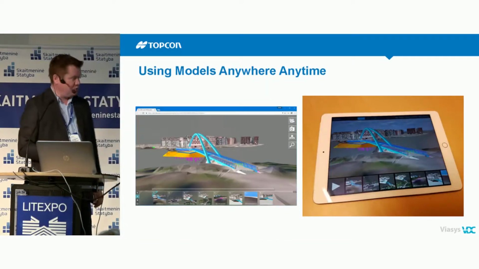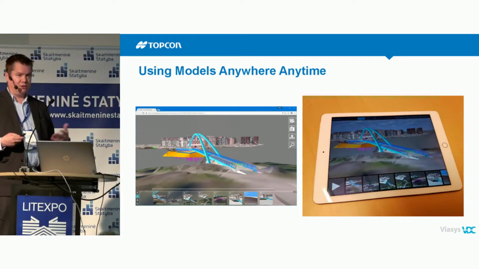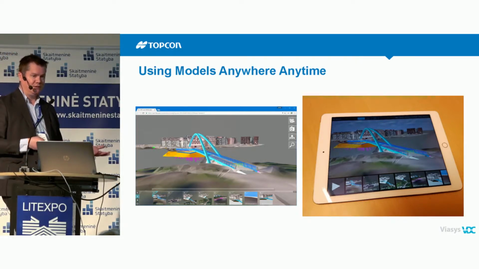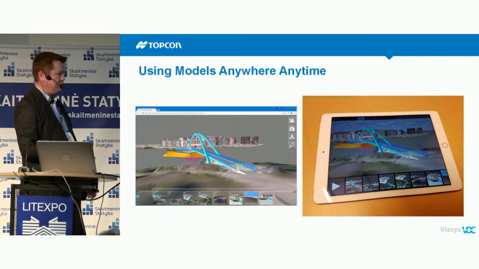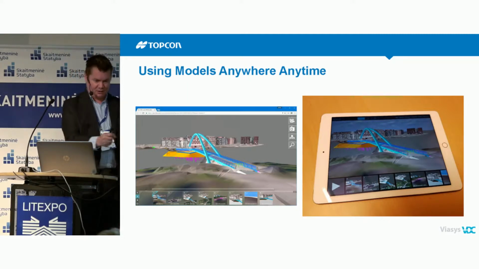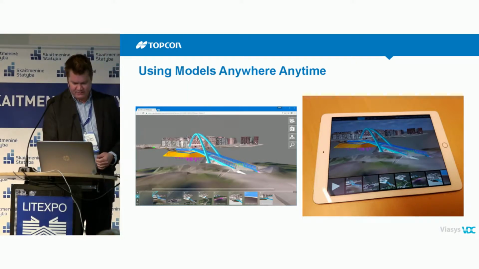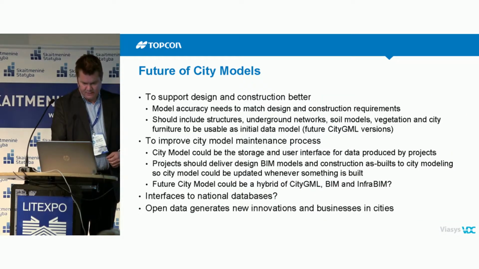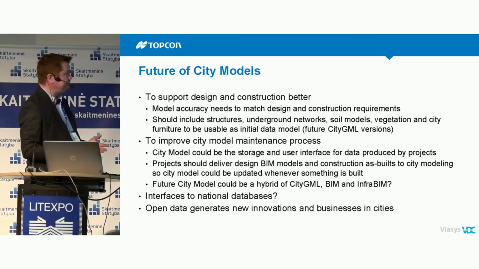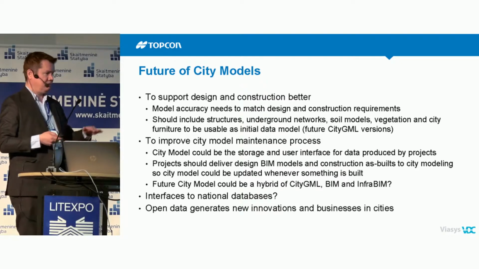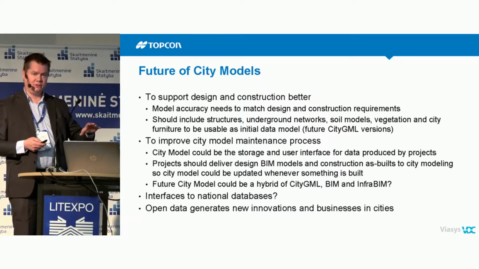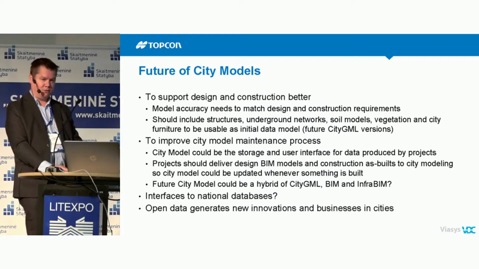And of course, models, you need to be able to use them online, mobile. We have technologies like augmented reality. You can actually go with the model on site and see what's underground, what the design looks like, how it fits to the current environment. And I'm going through these very fast, but for the future of city models, most of the city models are everything that is above ground, but when you make a city model that would be usable for construction and design, you need to think also about what is underground.